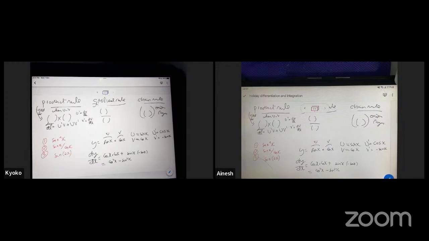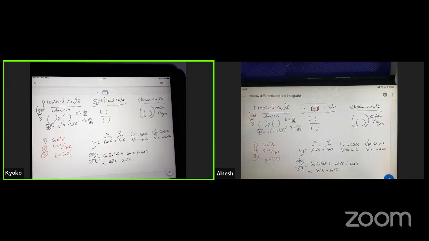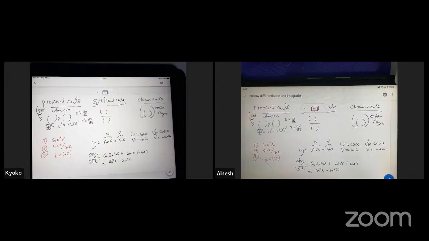Kyoko, which one should we consider product rule for? Ainesh, you should be doing your thinking. Oh, can I see? Kyoko, would you mind giving it to Ainesh, the first guess? Yeah. Ainesh, please make your guess. 1 and 2, I'm guessing. 1 and 2. So I'm going to write that down first, right? PR, right? Okay. So we'll say that this is PR and PR.